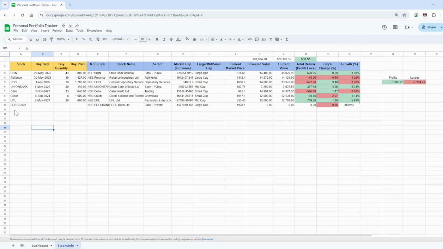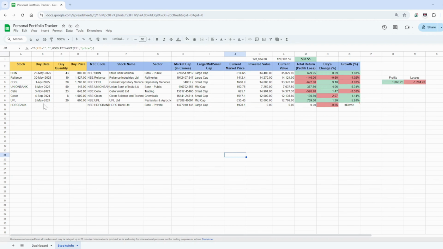So I have given the name and that's why it has got the NSE code and the stock name from it. I have also got the sector, and the market cap category based on large, mid and small. As you can see, HDFC Bank is a large cap bank. And it also shows the current market price.